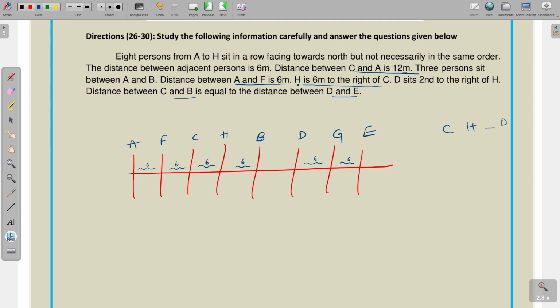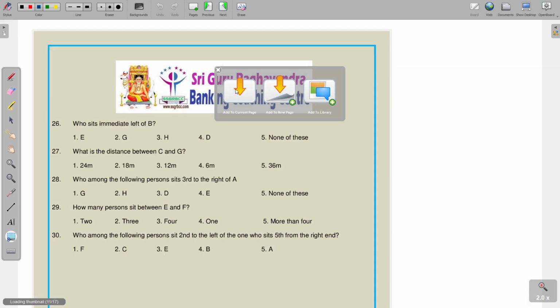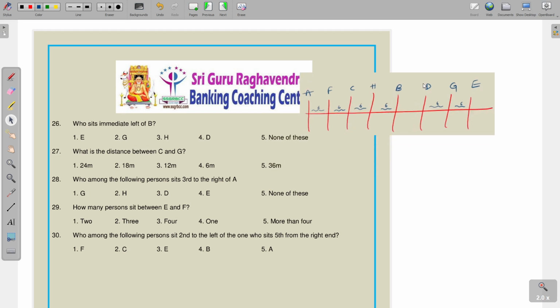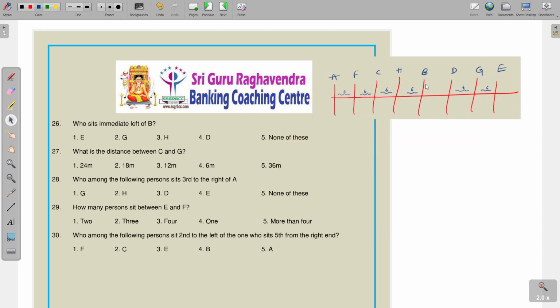Okay, it is the final output of the puzzle. Let us move on to the questions. See the first question. Question number 26. Who sits immediate left of B? That is H. What is the distance between C and G? So see, C here and G here. 6 plus 6 plus 6 plus 6. So 6, 4 times, that is 24 meters.